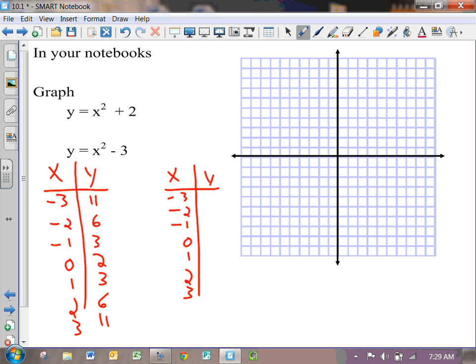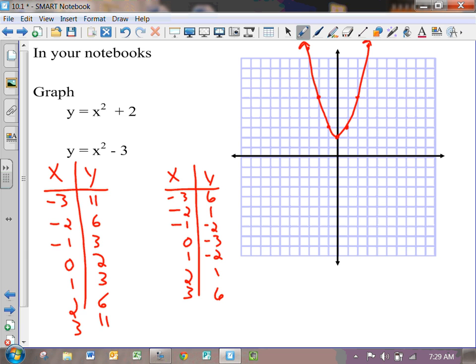So negative 3 is going to be 6. Negative 2 is going to be 1. Negative 1 is going to be negative 2. 0 is negative 3. 1 is going to be negative 2 again. 2 and 3 will be 1 and 6. Go ahead and graph these. So negative 3, 11 is going to be up here. Negative 2, 6. So 1, 2, 3, 4, 5, 6 is there. Negative 1, 3. And then go to 2. And that repeats back over again.